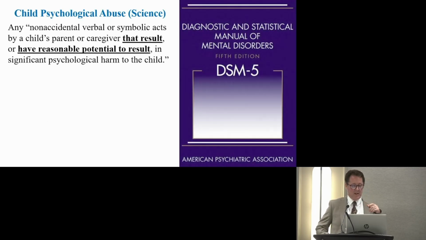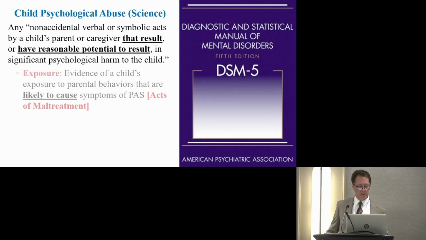And this is mirrored in the Diagnostic and Statistical Manual of Mental Disorders, the 5th edition, which came out in 2013 and was recently updated in 2022. Child psychological abuse is any non-accidental verbal or symbolic acts by a child's parent or caregiver that results or has reasonable potential to result in significant psychological harm.